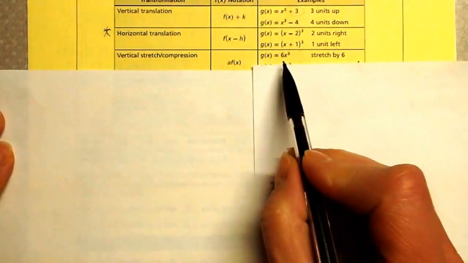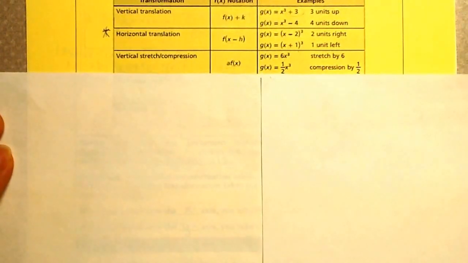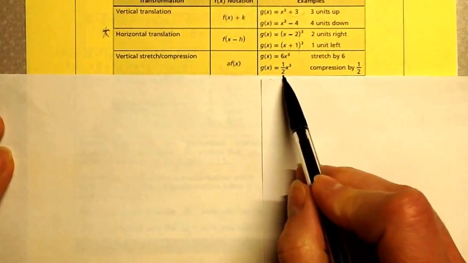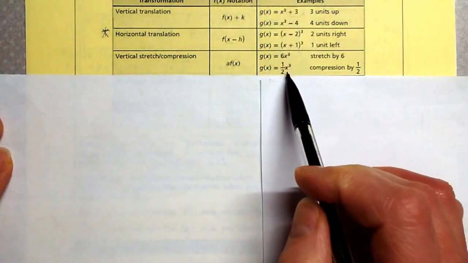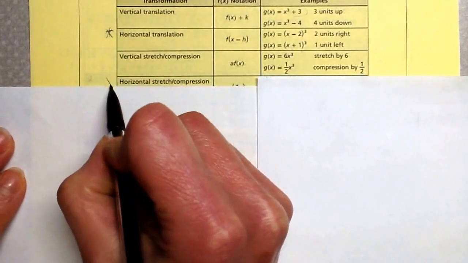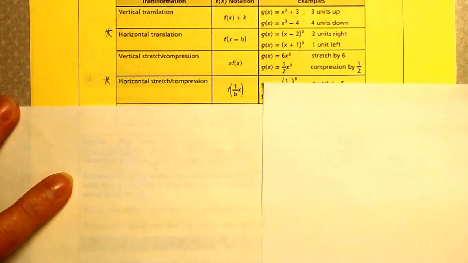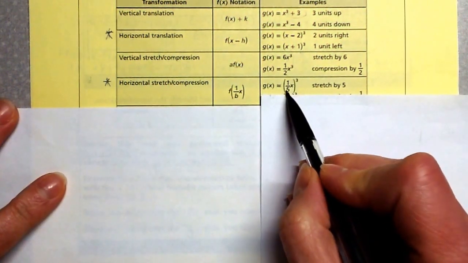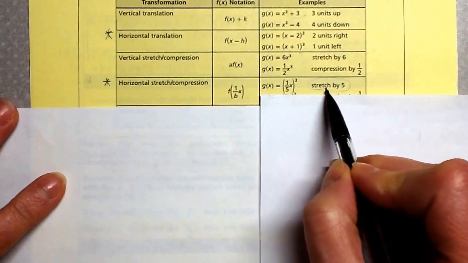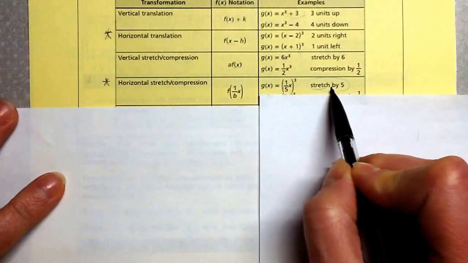Now back to vertical. Vertical, basically what you see is what you get. If you want to stretch by a factor of 6, you multiply the entire function by 6. If you want to compress by a factor of 1/2, you multiply the entire function, which is just x cubed, by 1/2. That's different from a horizontal stretch or compression, where you take the reciprocal of the number. So when we see 1/5 times x, that's actually a stretch by a factor of 5, because we first take the reciprocal of this number, and if it's greater than 1, it's a stretch.